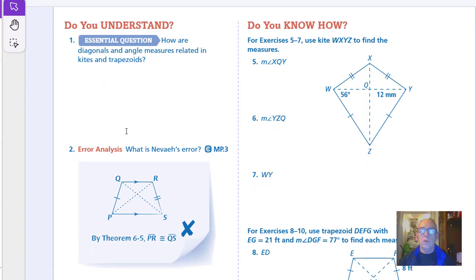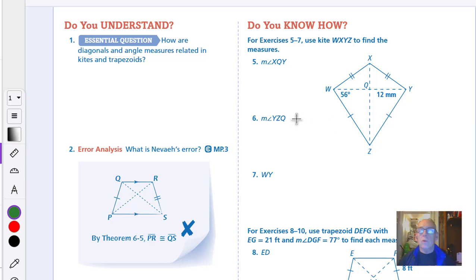Okay, let's do these do you knows. Number 5, what's the measure of angle XQY? Well, okay, vertex angle is bisected by the major diagonal. The major diagonal is the perpendicular bisector of the minor diagonal. That means that each one of these angles is a right angle. So it's going to measure 90 degrees.